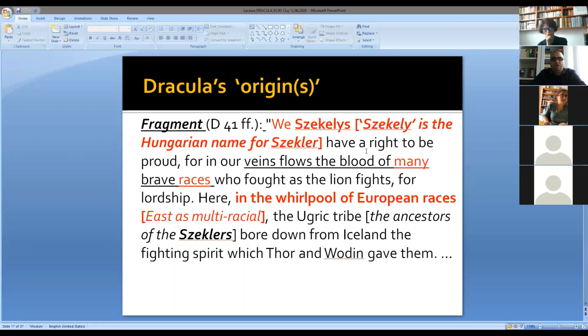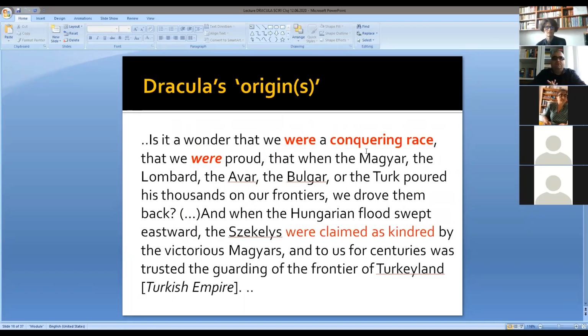Here, in the whirlpool of European races, which is the East seen as multiracial, the Ugric tribe, the ancestors, bore down from Iceland the fighting spirits which Thor and Wodin gave them. It is a wonder that we were a conquering race, that we were proud, that when the Magyar, the Lombard, the Avar, the Bulgar, or the Turk poured his thousands on our frontiers, we drove them back.